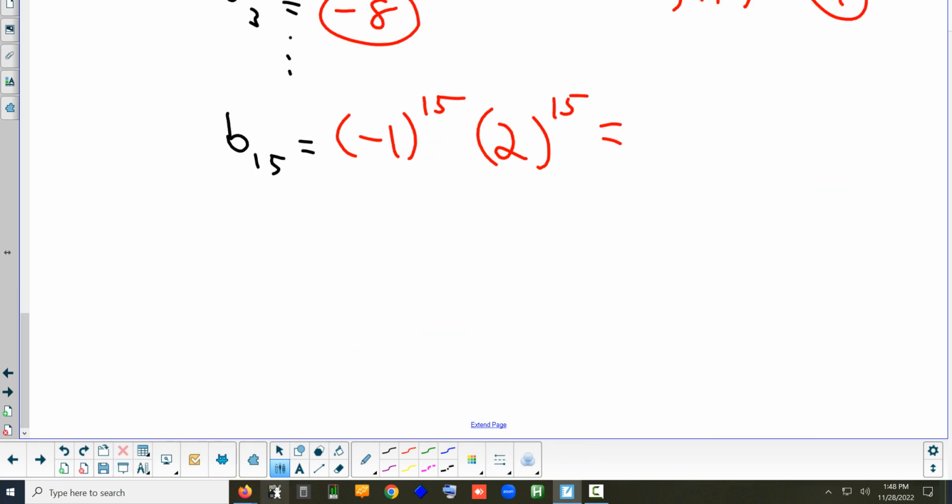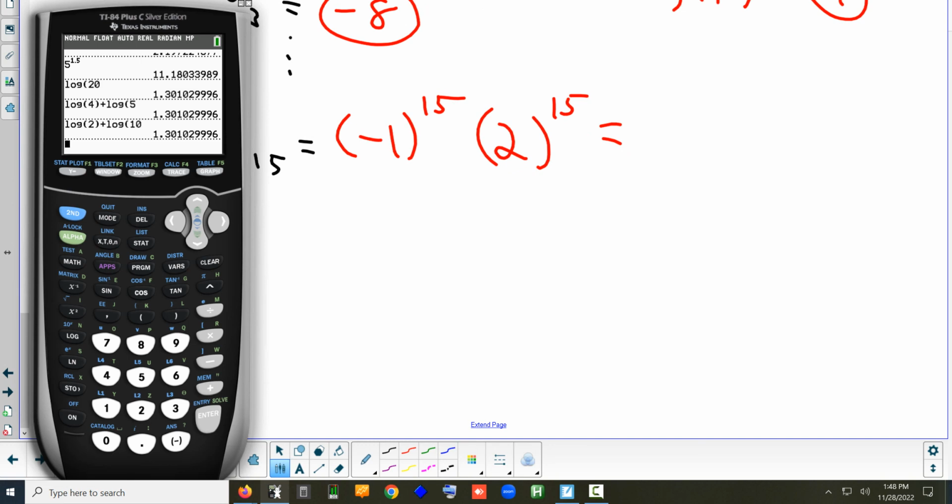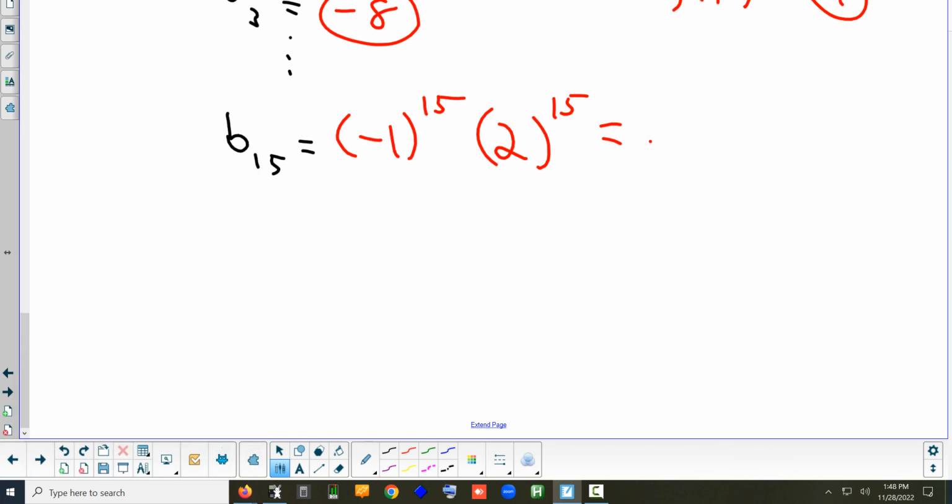All right, and 2 to the 15th, that's pretty big, so I'm going to use my calculator for that. So negative 1 to the 15th times 2 to the 15th. So it's negative 32,768.